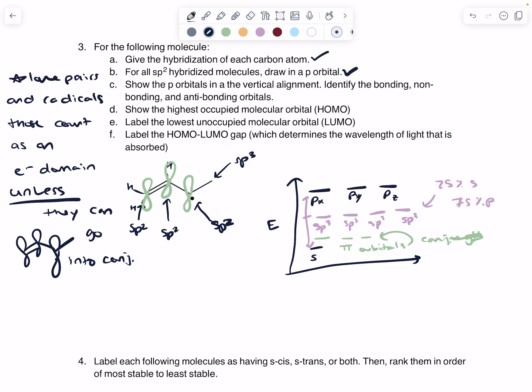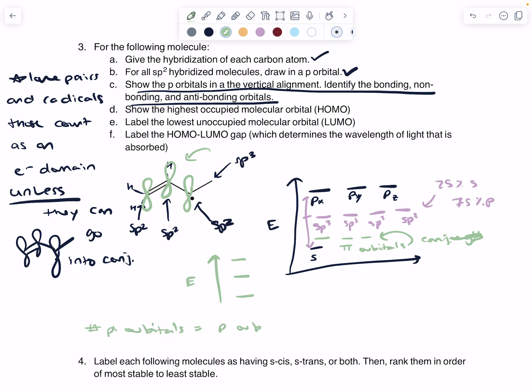Okay, and then show the p orbitals in a vertical alignment, identify the bonding, non-bonding, and anti-bonding. So what I mean by that is drawing, I should have written pi orbitals in the molecular orbital diagram. So our energy is increasing as we go up. And we have 3 pi orbitals because there's 3 p orbitals over here, and the number of pi orbitals is equal to the number of p orbitals. Basically, p orbitals overlap to form pi orbitals, and they form the same number. They form a bonding and anti-bonding.